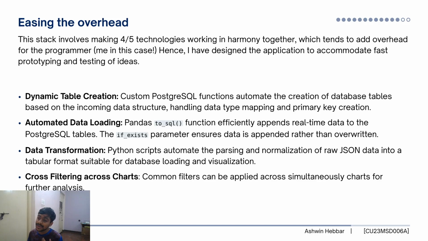Finally, I'm also doing the data transformation. Keep in mind, this is a REST API, so the response object in this case is a JSON. To convert that raw JSON into a usable table, I'm using Pandas, and that has really helped me as well. And the last one is more about the dataset and Apache Superset, where there is cross filtering across charts. So I can apply common filters in an easy manner across multiple charts for further analysis. I'll be showing a demo of that as we progress.